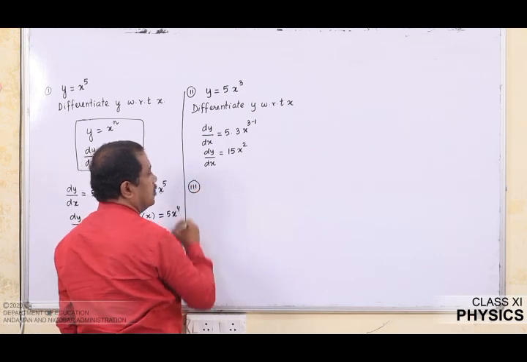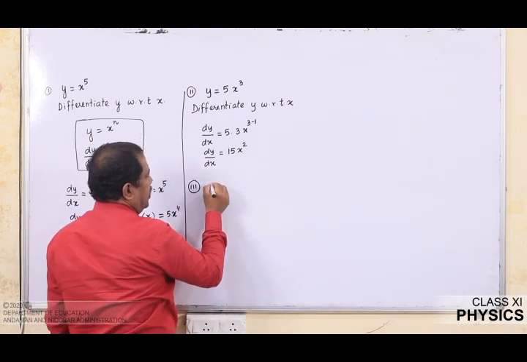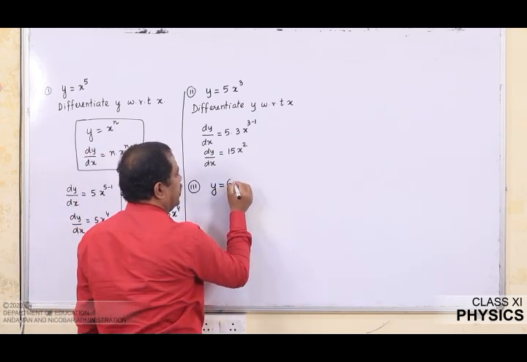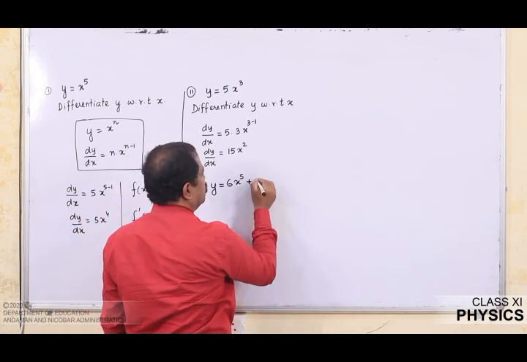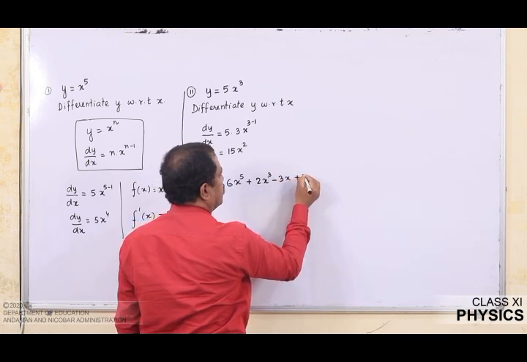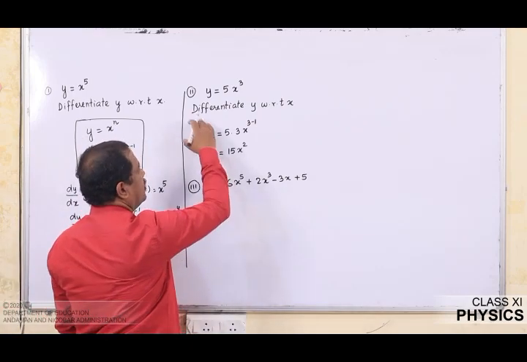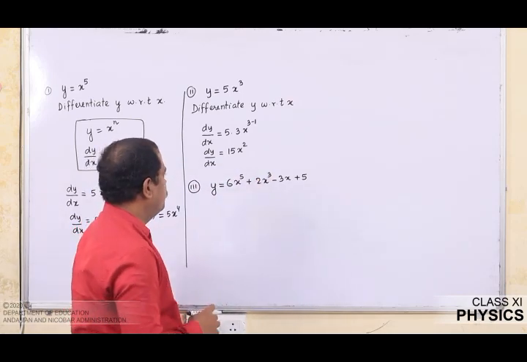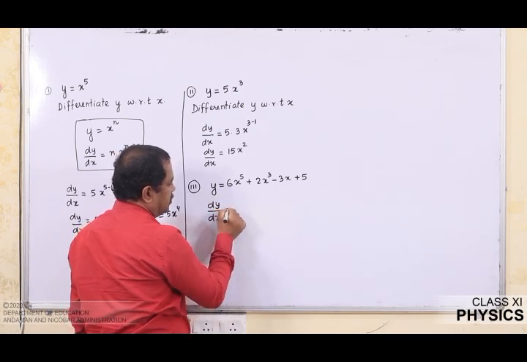Let us move on to the third problem. In this third problem, I have y is equal to, this time, 6 x power 5 plus 2 x cube minus 3x plus 5. So, this is my function, and I am asked to differentiate with respect to x. Every time I am not going to write this; I understand that I have to differentiate this function. So, to differentiate the function y with respect to x, I will write like this.